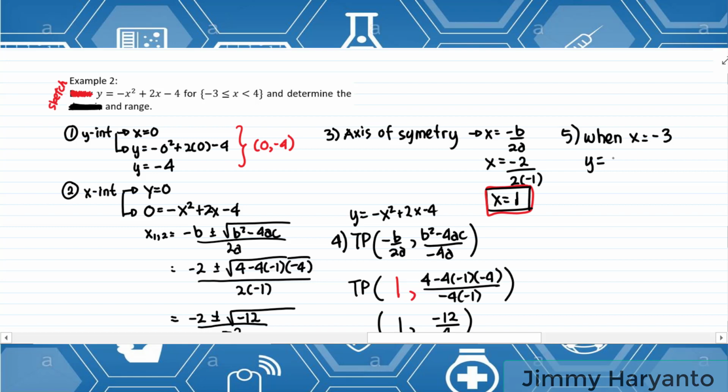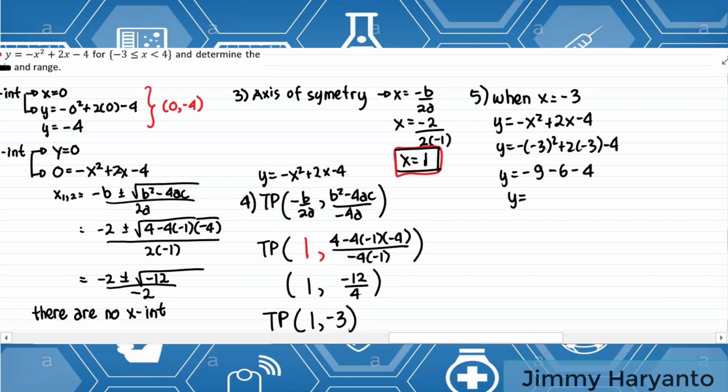The question is y equals negative x squared plus 2x minus 4. So y equals negative in the bracket negative 3 squared plus 2 times negative 3 and then minus 4. y equals negative 9, negative 6, negative 4, and then y equals negative 19. And then when x equals 4, where did I get negative 3 and 4? From the domain. Take a look at this. The domain starts at negative 3 and ends at 4.